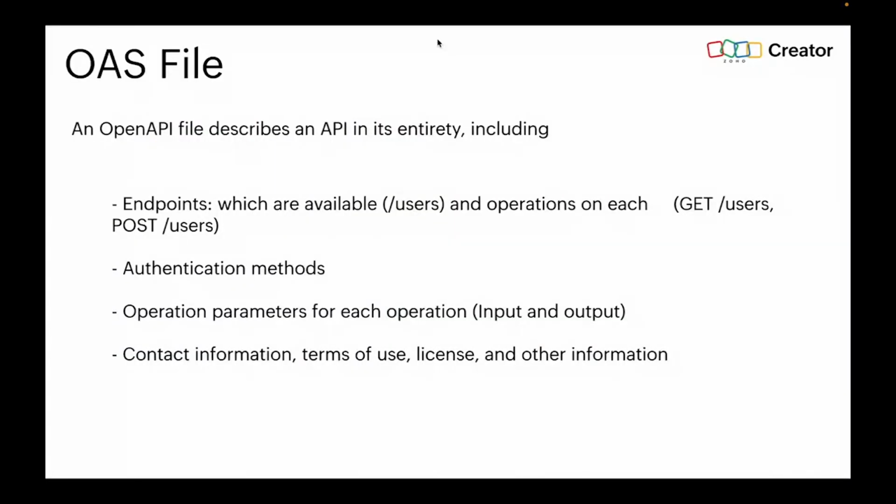So an OAS file describes an API in its entirety. This will include the endpoints, authentication methods, operation parameters, and the contact information. When I say endpoint, let's say there is a developer who has built an application using PHP or a different language like Go or Java.